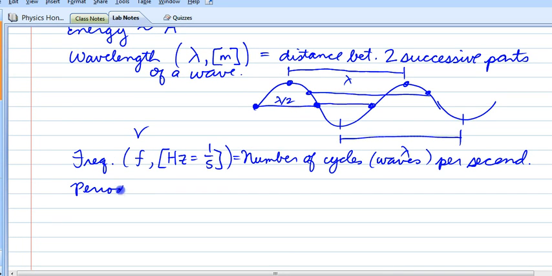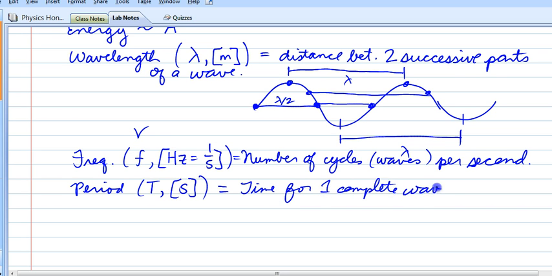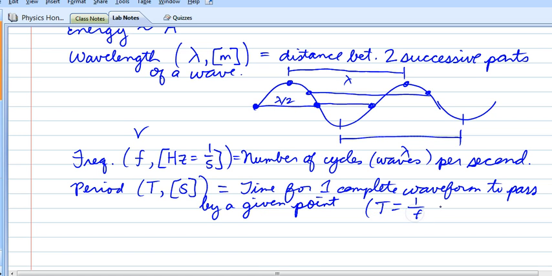The period, the capital T, is measured in seconds, and this is the time for one complete waveform to pass by a given point. And one thing that we can do is say that the period and the frequency are inverse of each other, and that makes sense if you look at the units. 1/seconds and seconds. And the period is the time for one wave, and the frequency is the number of waves per unit time. So they're inverse of each other.